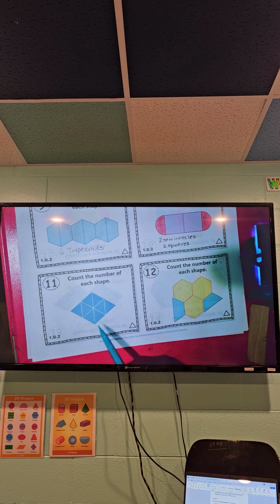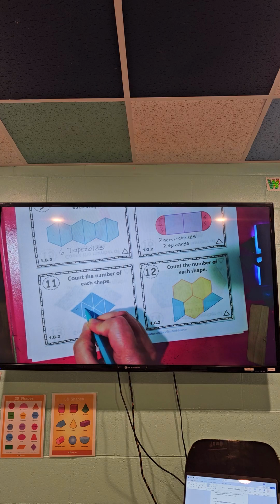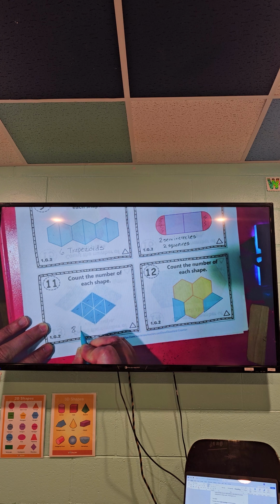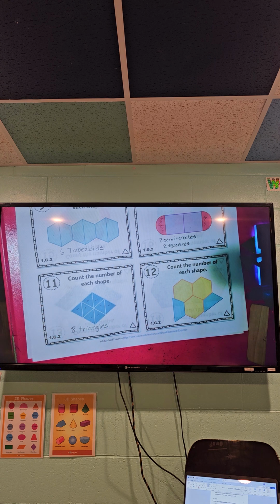Wow, lots of triangles here, so let's count. If you want to number them, you can. 1, 2, 3, 4, 5, 6, 7, 8. 8 triangles.